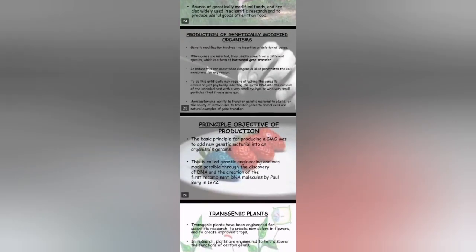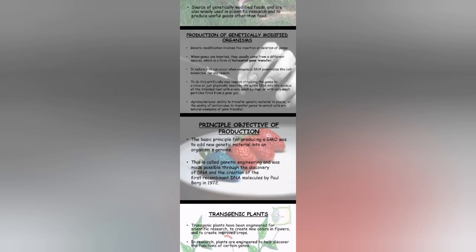Production of genetically modified organisms. Genetic modification involves the insertion or deletion of genes. When genes are inserted, they usually come from a different species, which is a form of horizontal gene transfer. In nature, this can occur when exogenous DNA penetrates the cell membrane for any reason.